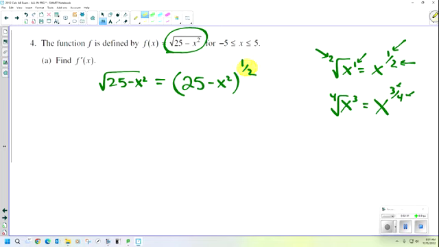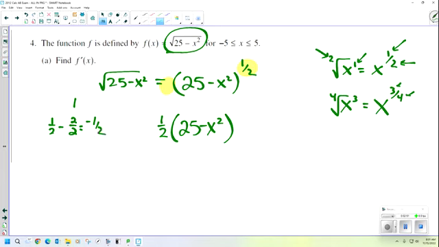First thing is my exponent's going to come down up front. So we got 1/2. The inside stays the same, 25 minus x squared. And now I got to subtract 1 from a 1/2. If I have a 1/2 and I subtract 1, which is the same thing as 2/2, I get -1/2. And I need to multiply this times the derivative of the inside. The derivative of that inside is -2x.